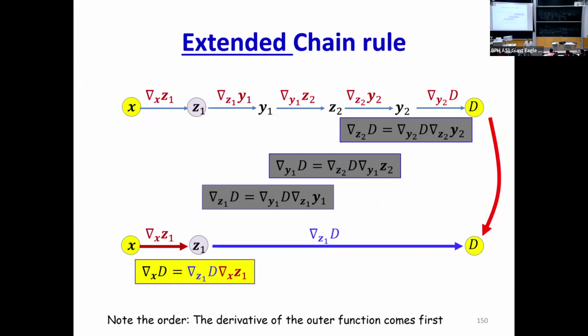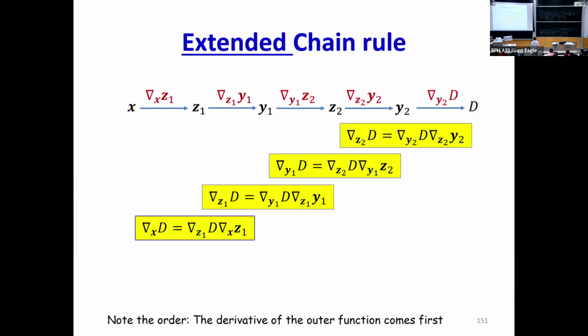And so this is the extended chain rule. If I want the derivative of d with respect to x, I just keep right multiplying as I walk backwards through the chain, so long as I can draw the influence diagram.